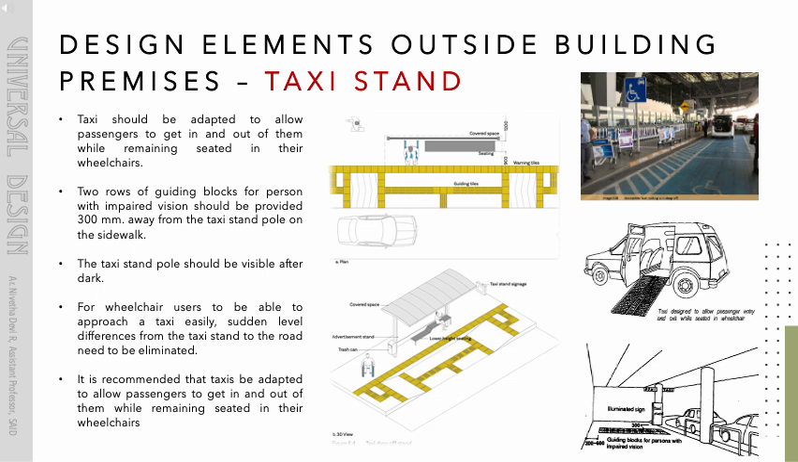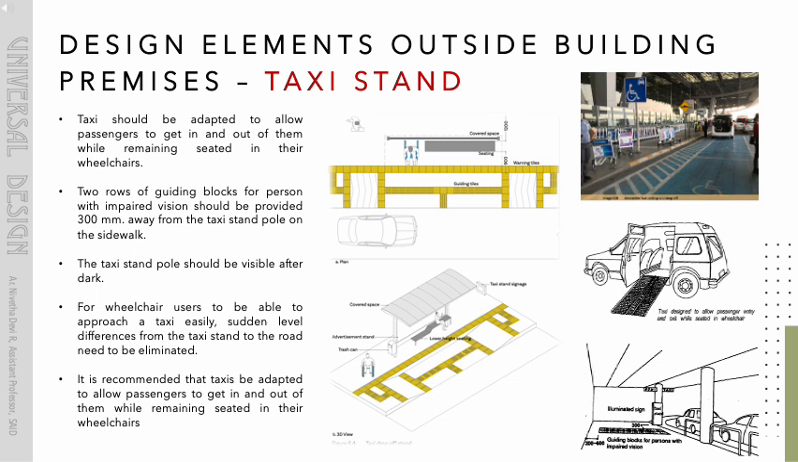Taxi stand. Taxi should be adapted to allow passengers to get in and out of them while remaining seated in their wheelchairs. 2 rows of guiding blocks for person with impaired vision should be provided 300 mm away from the taxi stand pole on the sidewalk. The taxi stand pole should be visible after dark. For wheelchair users to be able to approach a taxi easily, sudden level differences from the taxi stand to the road need to be eliminated.